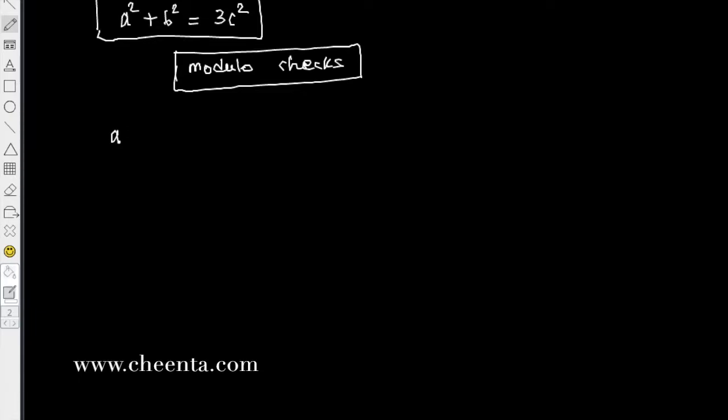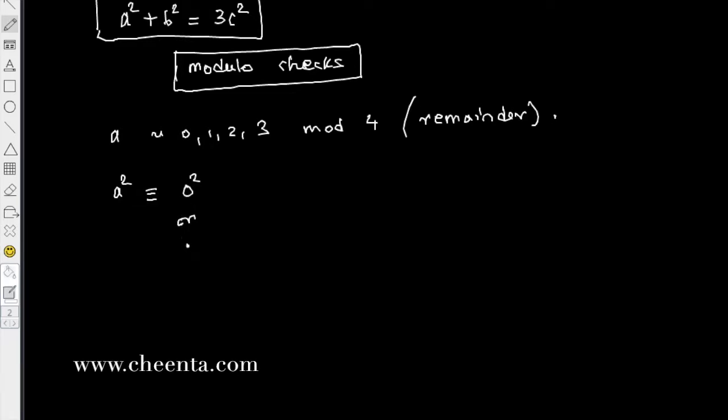Any number a is either 0, 1, 2, or 3 modulo 4. In other words, it gives remainders 0, 1, 2, or 3 modulo 4. So if we square a number, then we get 0 square or 1 square or 2 square or 3 square modulo 4. It is not immediately clear that if we square the number, we can square the remainder as well. It requires a little bit of work, which usually is done in an introductory number theory class.